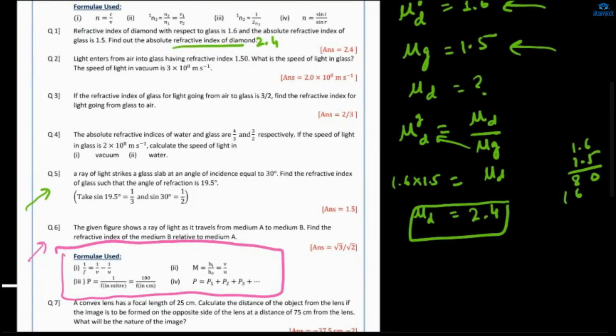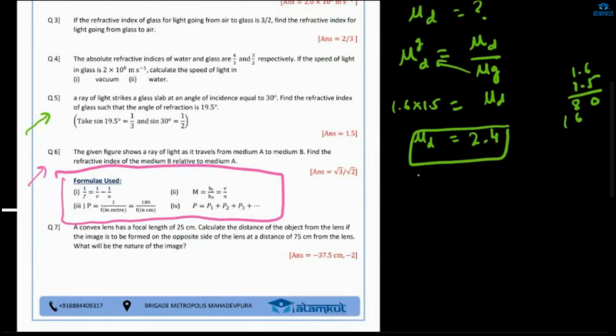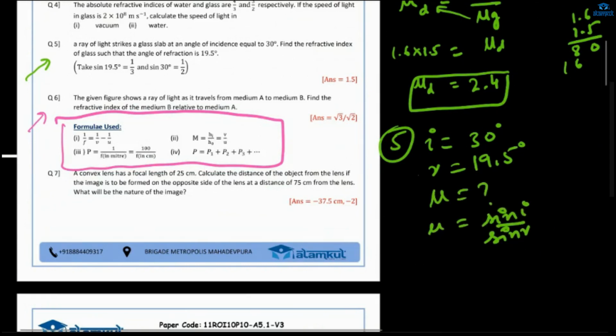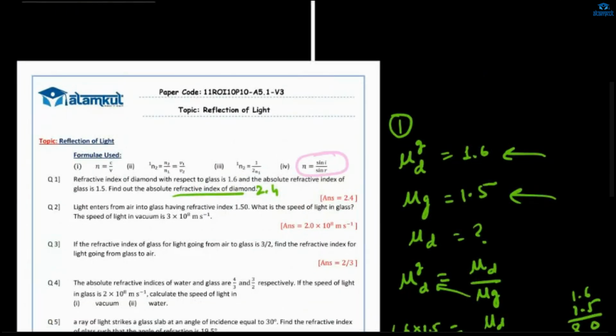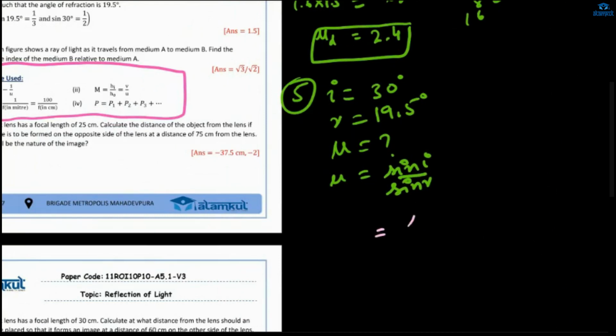A ray of light strikes a glass slab at an angle of incidence equal to 30 degree. So angle of incidence is given as 30 degree. Find the refractive index of glass such that the angle of refraction is 19.5 degree. We have to find refractive index. Now refractive index is what? Sin i by sin r. Is it so? Yes, refractive index is sin i by sin r. Okay, so we have sin 30 on sin 19.5.